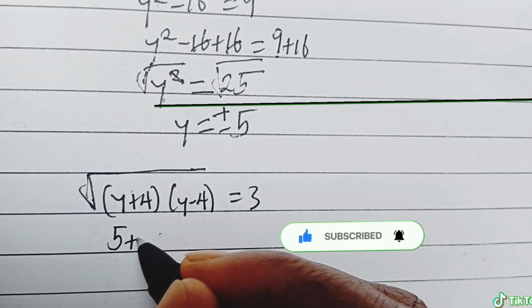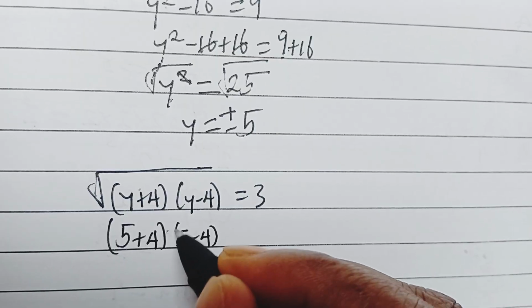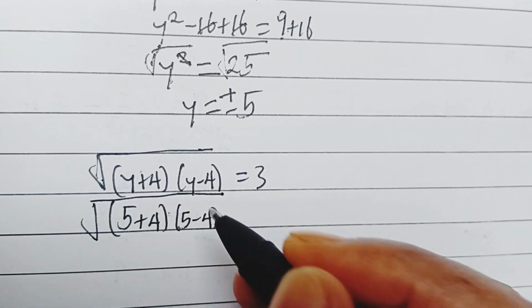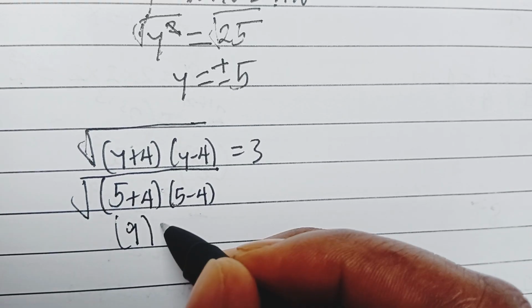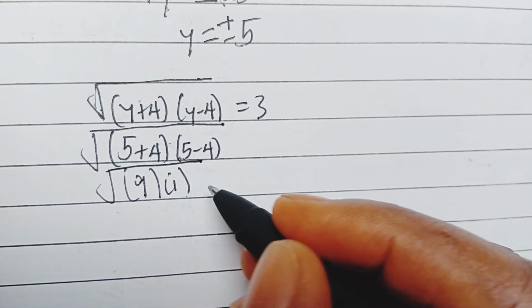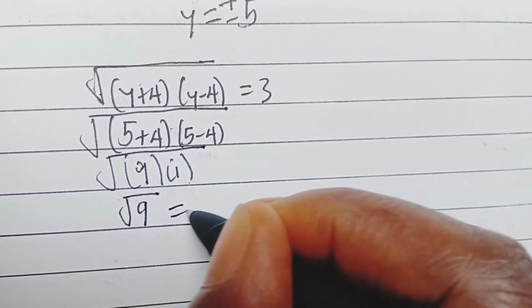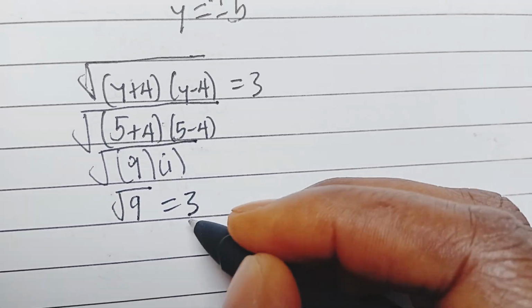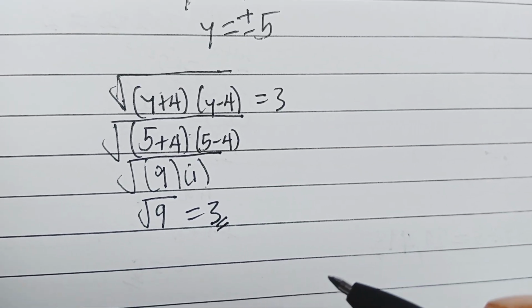So 5 plus 4, 5 minus 4. Then we take the square root. 5 plus 4 is 9. 5 minus 4 is 1. Square root of this: 9 times 1 is 9. The square root of 9 is equal to 3. So y equal to 5 satisfies the equation.